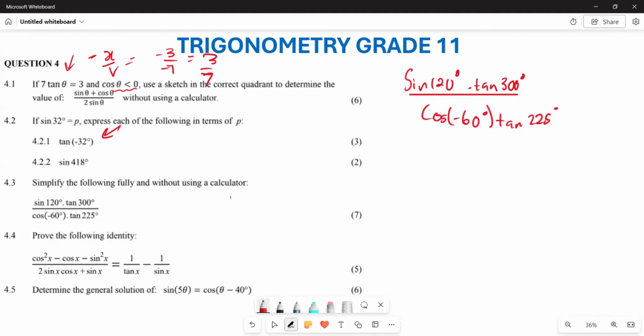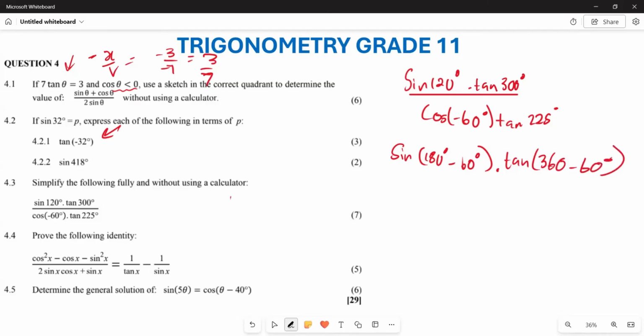You must do reduction. Now, from here, for an example, how can you express 120 degrees? 120 degrees is actually the same as sine of 180 degrees subtract 60 degrees. Can you see that? Right? We want to express this in terms of angles that are less than 90 degrees, or rather in terms of acute angles. Then now tan of 300 degrees is actually the same as tan of 360 subtract 60 degrees. Can you see that it's still giving you your 300?